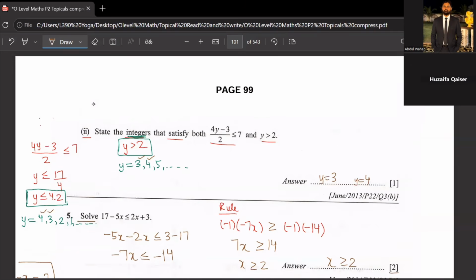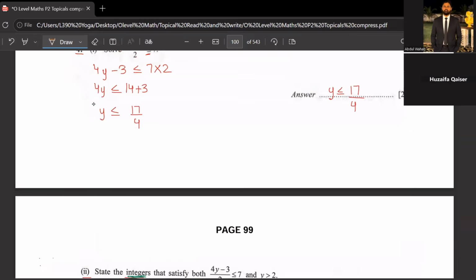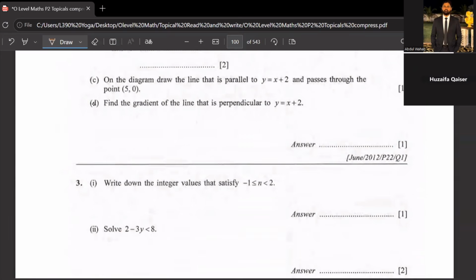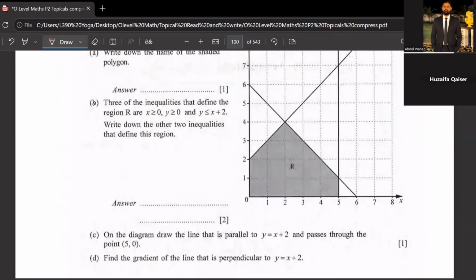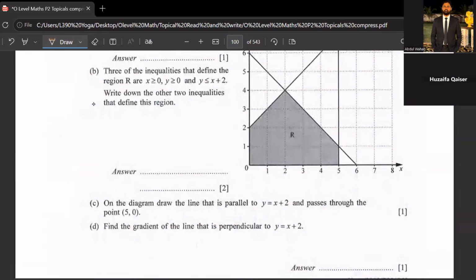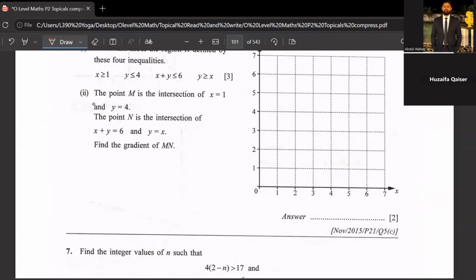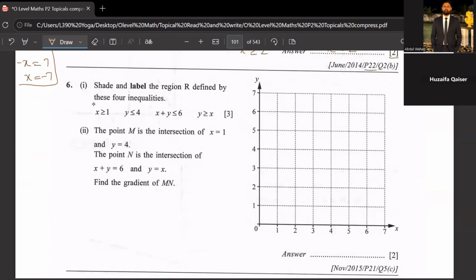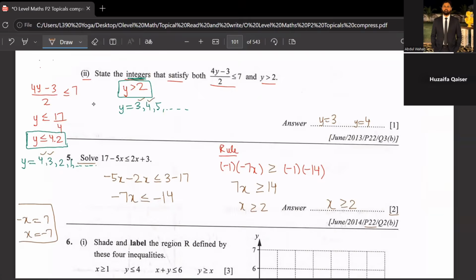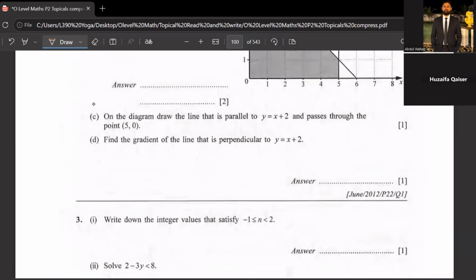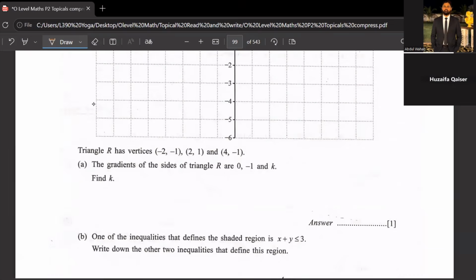Now, the second type of question from inequality is related to the graph. For the graph, you should know the basics of coordinate geometry. For the basics of coordinate geometry, we know things like the equations of the line, or equations of the straight line. I will give you an overview so that you understand how to deal with the graphs of inequality.